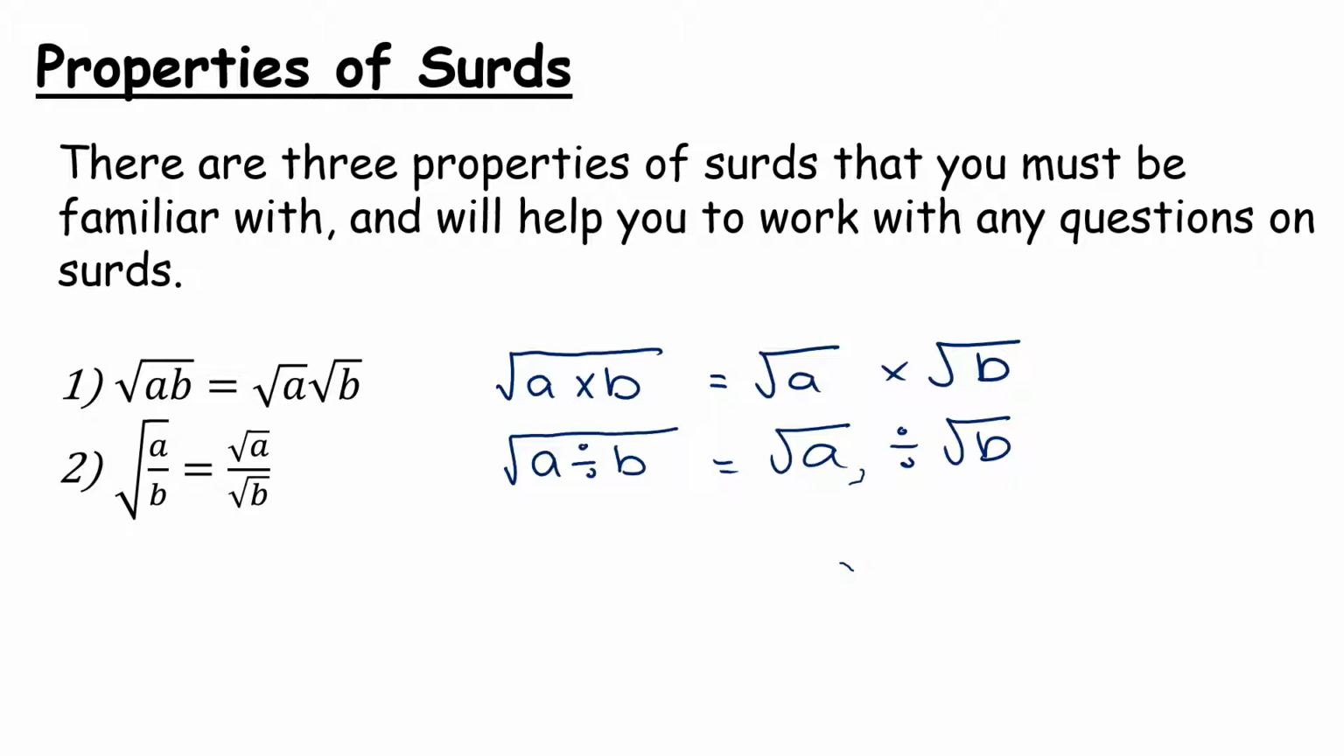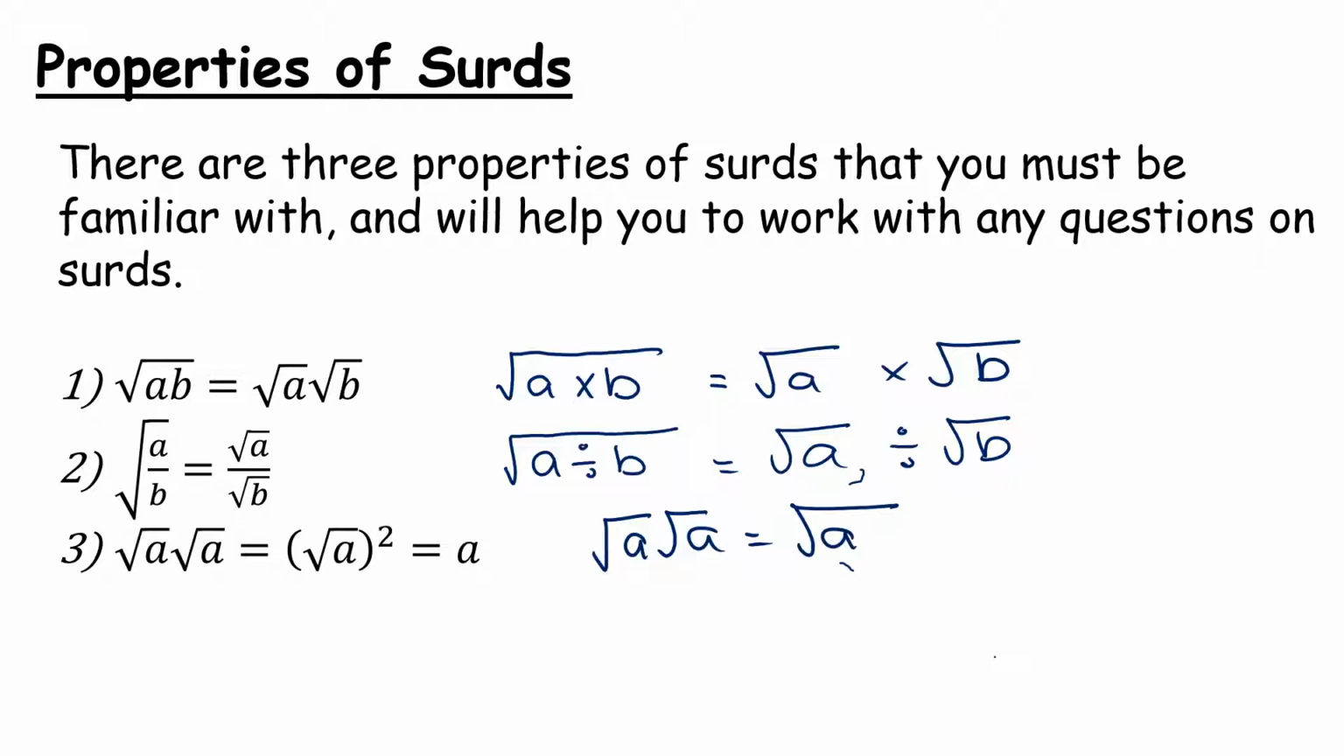Okay? And then the last property that we have is the square root of A by the square root of A is the square root of A squared, and that equals A. Basically what happens is the A squared and the root, they cancel, so I'm just left with A. Okay, so we can work both ways with that.